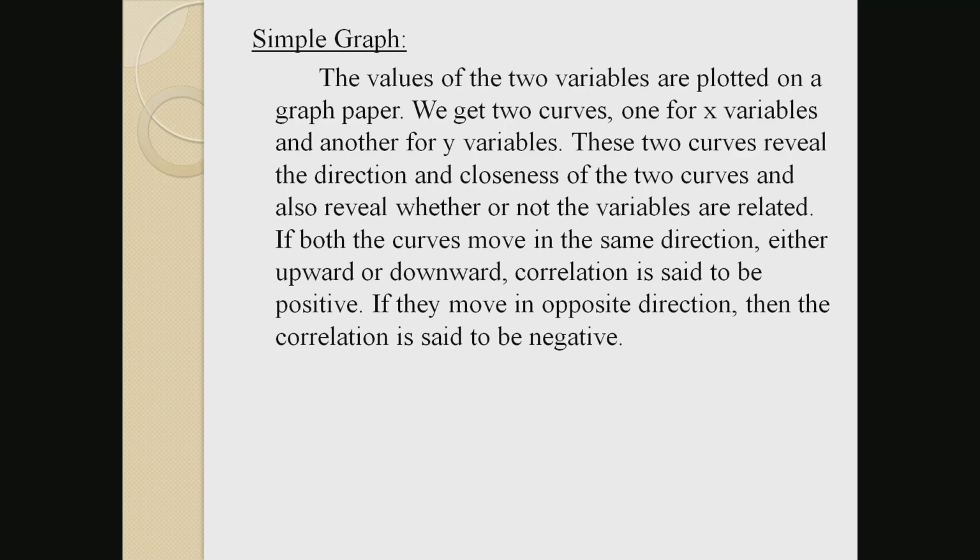The next method is the simple graph. The values of two variables are plotted on graph paper. We get two curves, one for the X variable and another for the Y variable. These two curves reveal the direction and closeness of the two curves and also reveal whether or not the variables are related. If both the curves move in the same direction, either upward or downward, correlation is said to be positive. On the other hand, if they move in opposite directions, then the correlation is said to be negative.